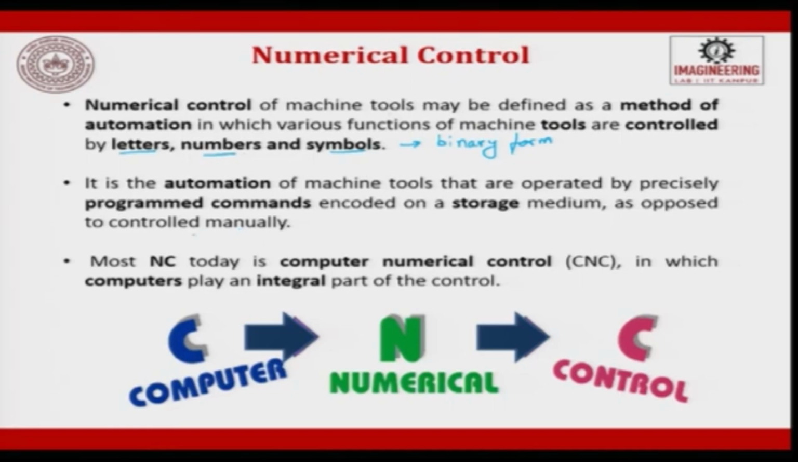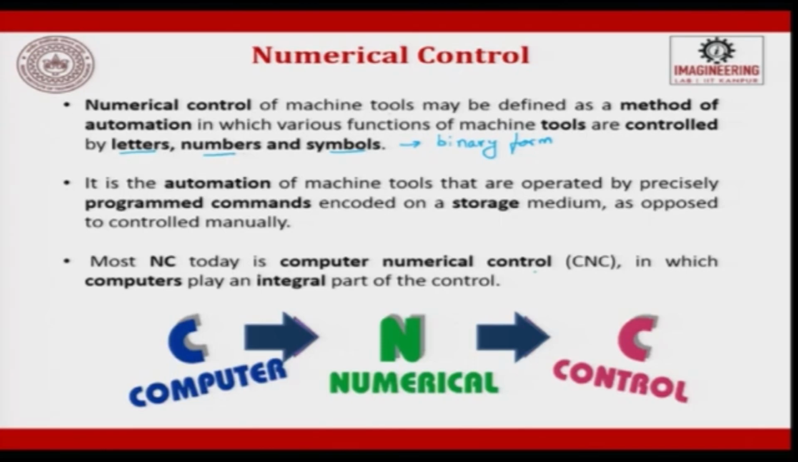So, what I am trying to say, if you are trying to repeat a part so many times, then what you do is a program is written and it is stored. This program will have letters, numbers and symbols which can be retrieved whenever you want to rerun the same program to produce the same part. Most NC today is computer numerical control.